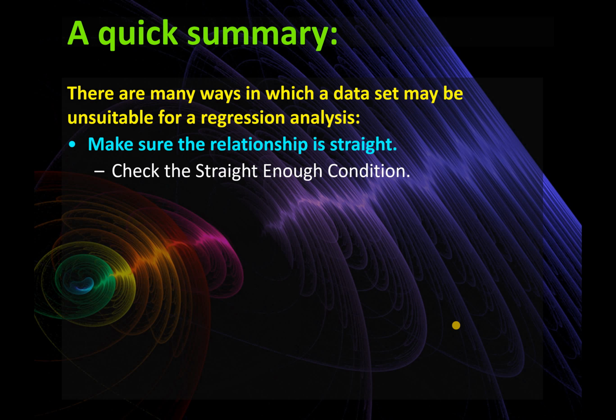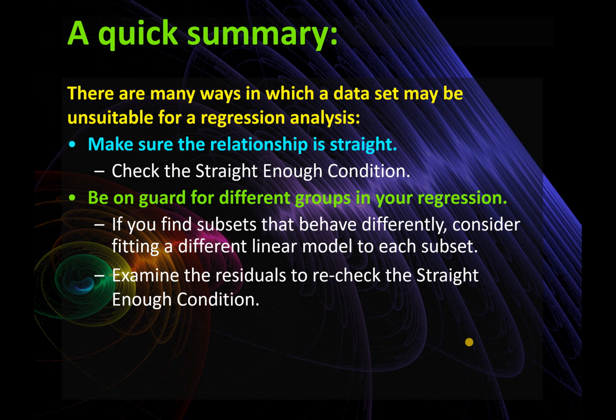And that's because we have our straight enough condition. The data itself has to be straight. This is assuming you have quantitative data to begin with. You want to be careful and look out in your regression model to see if you have any groups. We saw this the other day when we were talking about cars with horsepower and fuel economy.